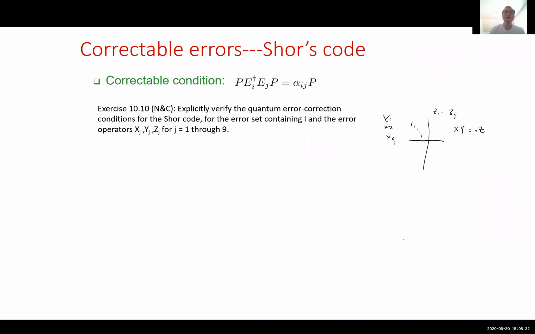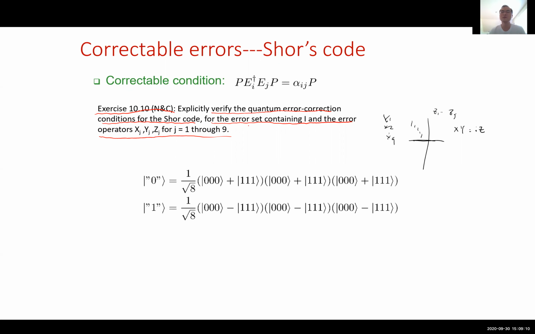Okay, if not, we can maybe put this into action and check Shor's code, to try to understand that. So this is actually an exercise from the book of Nielsen and Chuang. It says explicitly verify the quantum error correction condition for the Shor code for the error set containing identity and the error operators X, Y, Z. Okay. So I won't do it completely, but I will just sketch how it goes.